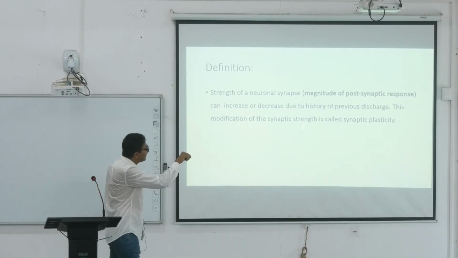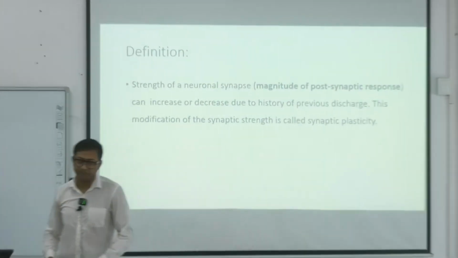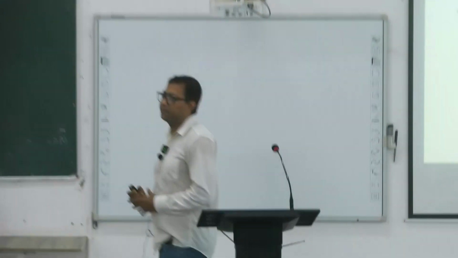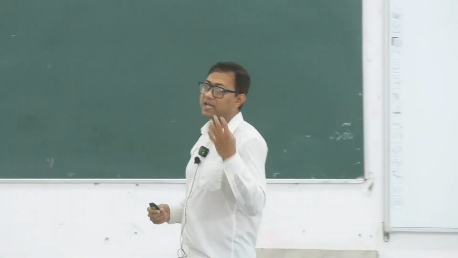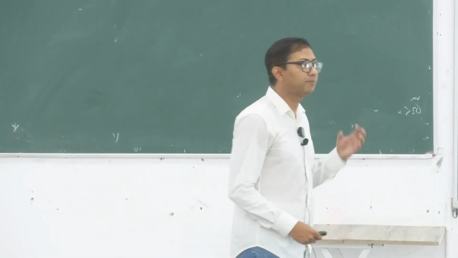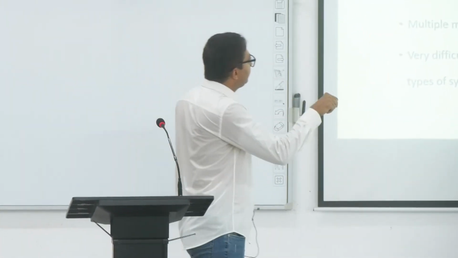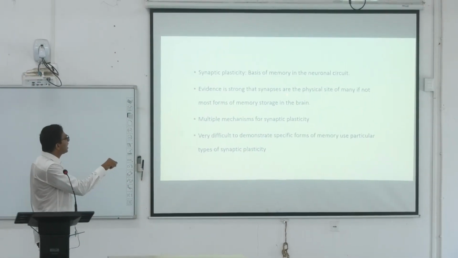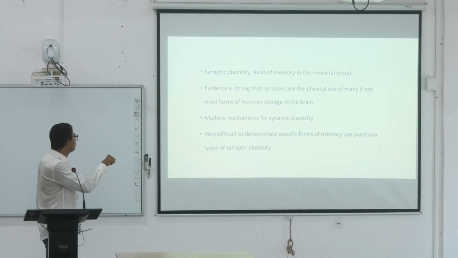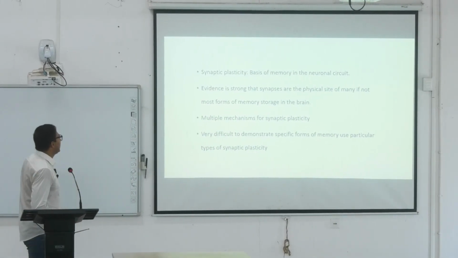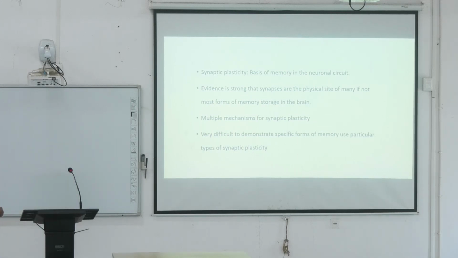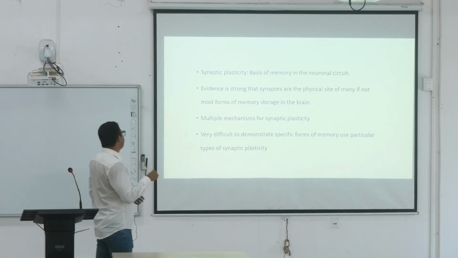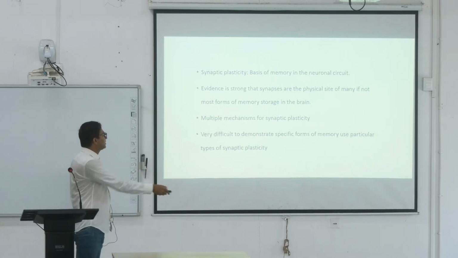This modification of synaptic strength is called synaptic plasticity, and it depends on history of previous discharge, right? Synaptic plasticity is the basis of memory in the neuronal circuit. Evidence is strong that synapses are the physical site of many, if not most, forms of memory storage in the brain. And there are multiple mechanisms for synaptic plasticity. It is very difficult to demonstrate the specific form of memory and particular types of memory in forming plasticity, right?